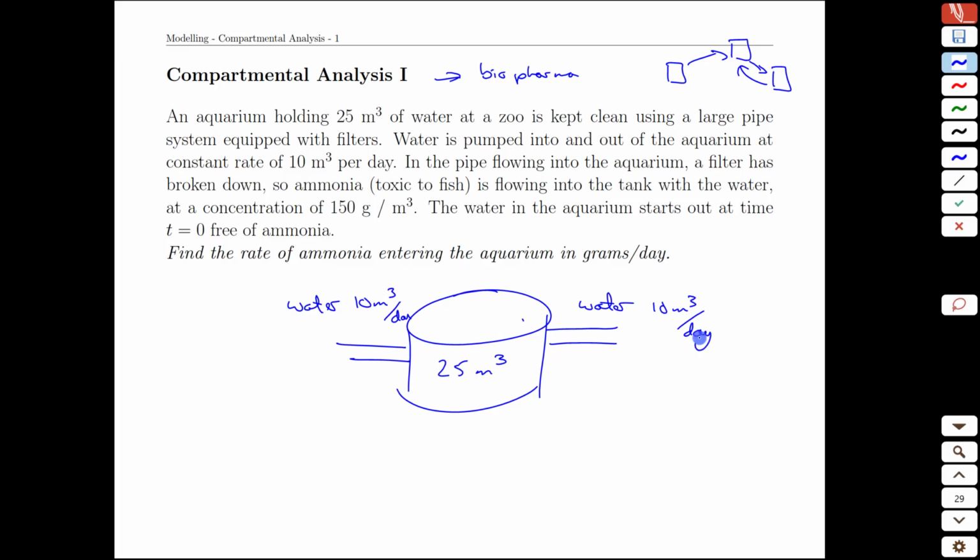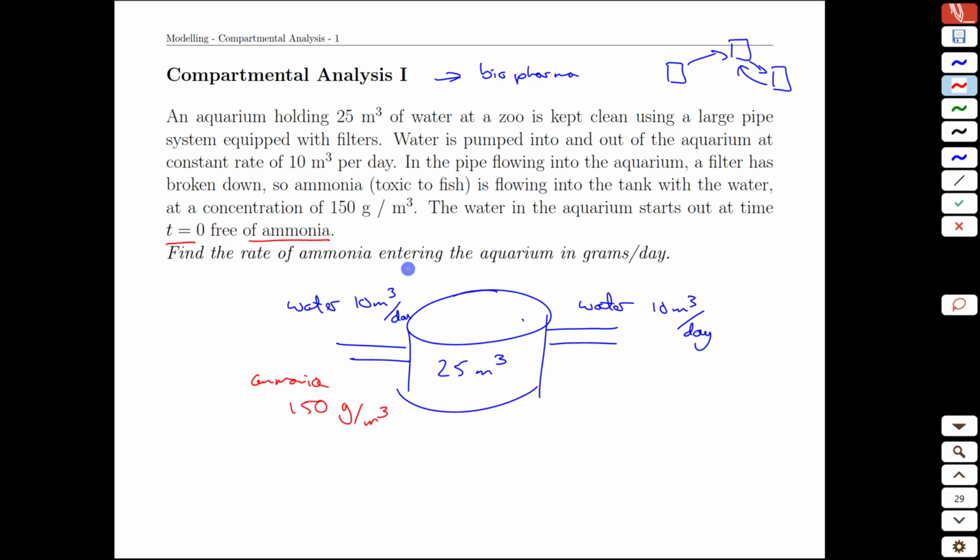We also have water flowing out at 10 cubic meters per day, otherwise we would either be emptying the tank or overflowing the tank. However, what we also have coming in with the water is ammonia, and it's coming in at a concentration of 150 grams per cubic meter. So what we see is that we're going to get ammonia added here to the tank. The rate at which it's going to be added is going to depend on how fast the water's flowing in and the concentration of the water. We're going to start off with a clean aquarium. At t equals 0, the ammonia level is going to be 0.